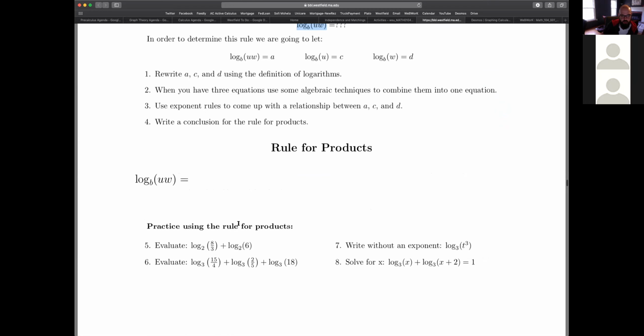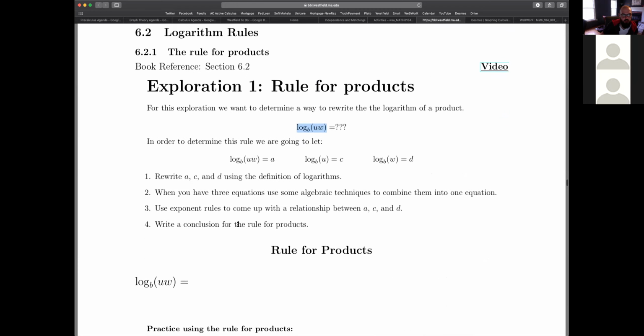Okay, so I have an exploration here. This is section 6.2.1. So we'll see if we can make our way through this, and what this will do is build up a rule for us. And so I'm going to work through this one exploration, 6.2.1, and then we will see a summary of them at the end of this section 6.2, right? So I'll put all the rules together. We won't derive all of them, but I do want to show you at least how one of them works.